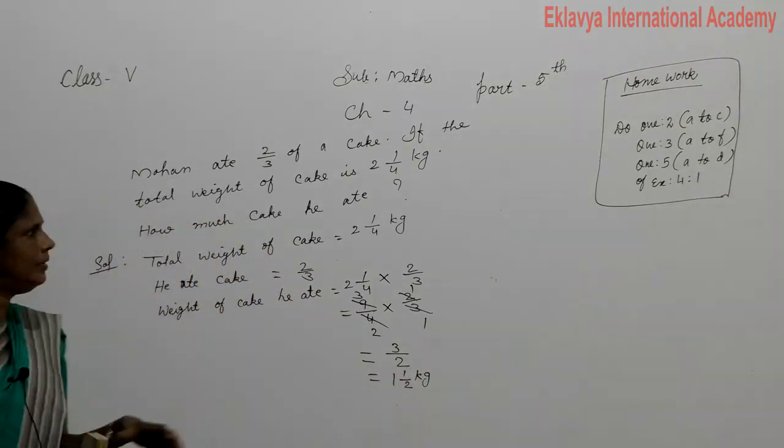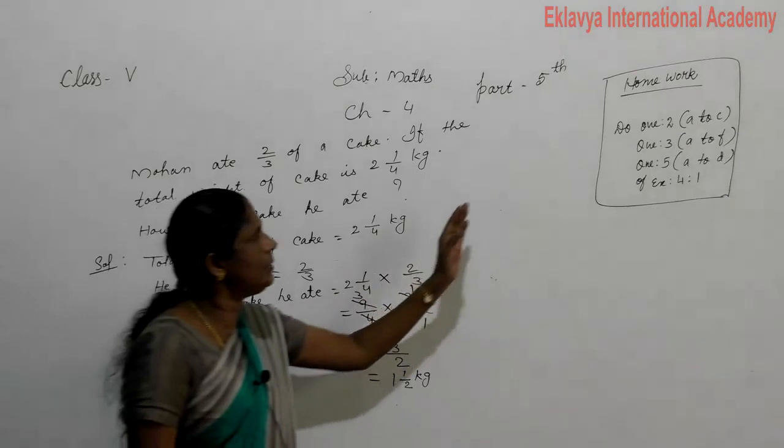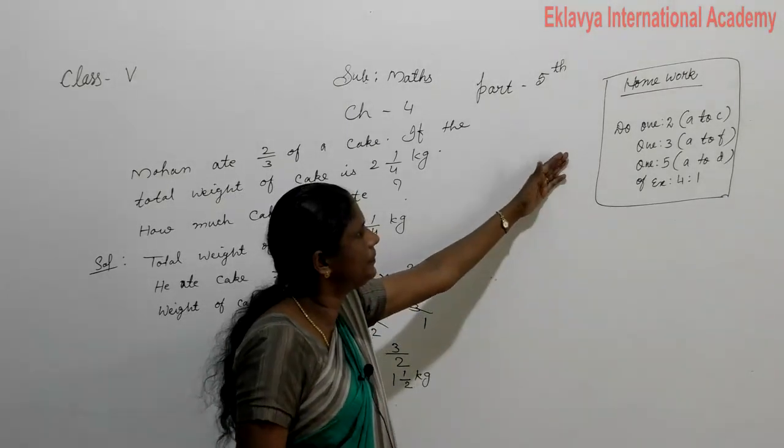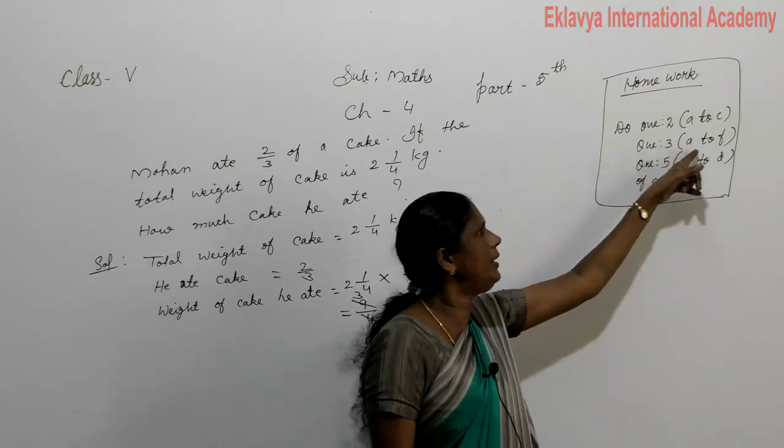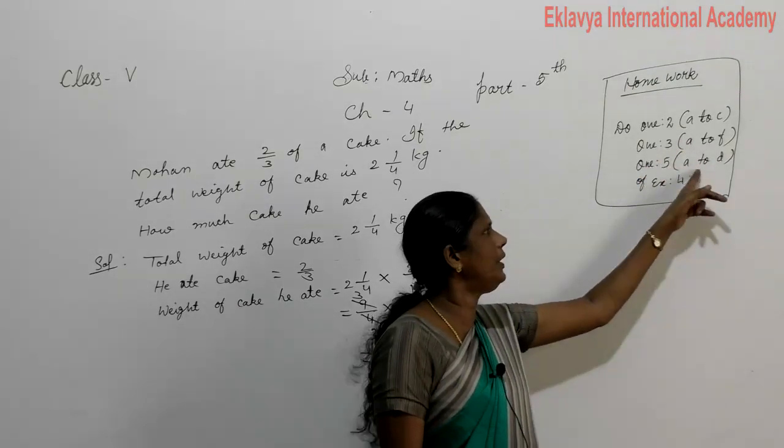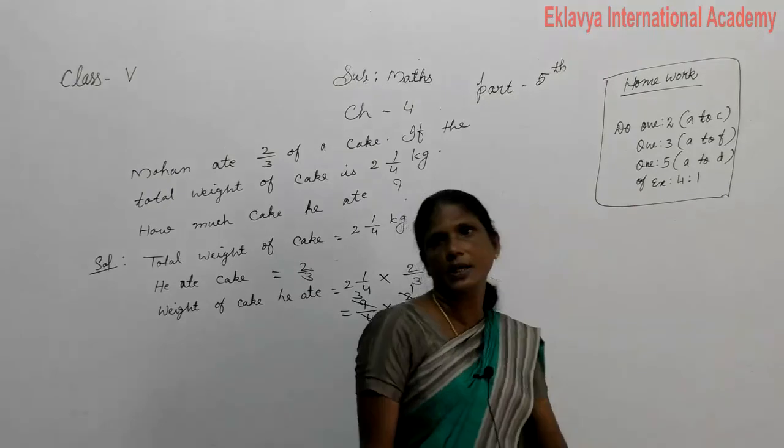Understand? Then I give some questions here. Question number 2, A to C. Question number 3, A to F. Question number 5, A to D of exercise 4.1.